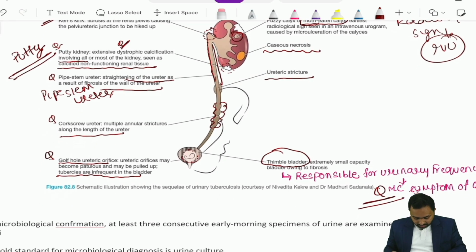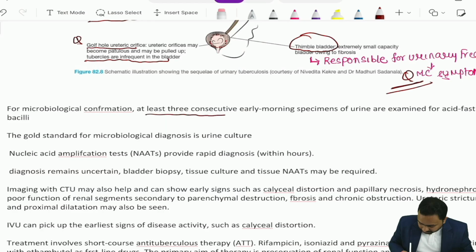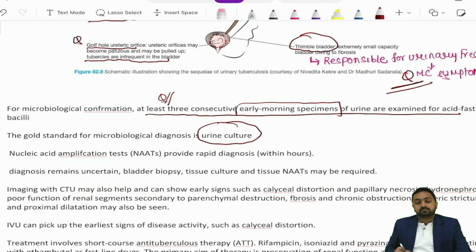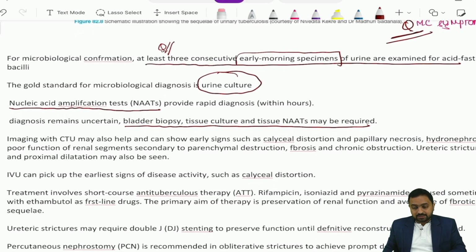Now, for the microbiological confirmation, we need at least 3 consecutive early morning specimens of urine. So, please remember, it is not the midstream urine, it is rather your 3 consecutive early morning specimens. The gold standard for your diagnosis is your urine culture. Then you have your nucleic acid amplification test, which provides your rapid diagnosis. If the diagnosis remains uncertain, then you need to do a bladder biopsy, tissue culture and tissue nucleic acid amplification test.